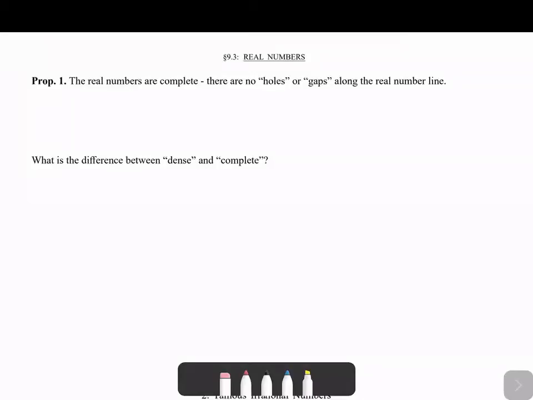Hi everyone, this is the second video for section 9.3 on real numbers. So in this video, we're going to talk about the last property that we're going to talk about, which is the notion of completeness. So complete just means that there are no holes or gaps along the number line.